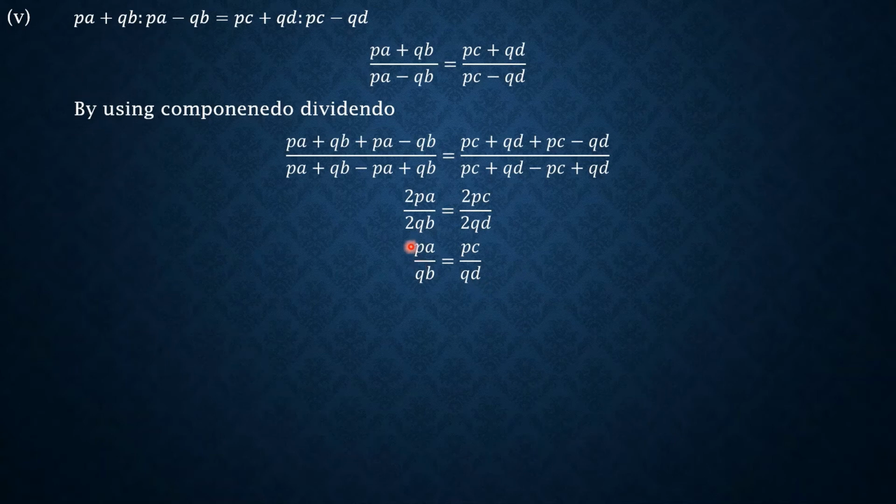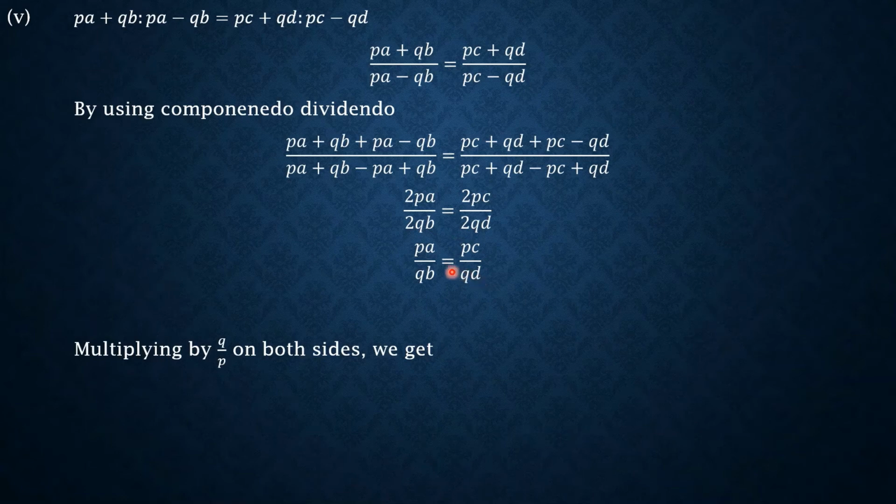Now we have to bring A over B equal to C over D. So in order to bring this, we will multiply by the inverse of P over Q, that is we have to multiply both sides by Q over P, and by multiplying both sides by Q over P we get A over B equal to C over D, or it can be written as A ratio B equal to C ratio D.